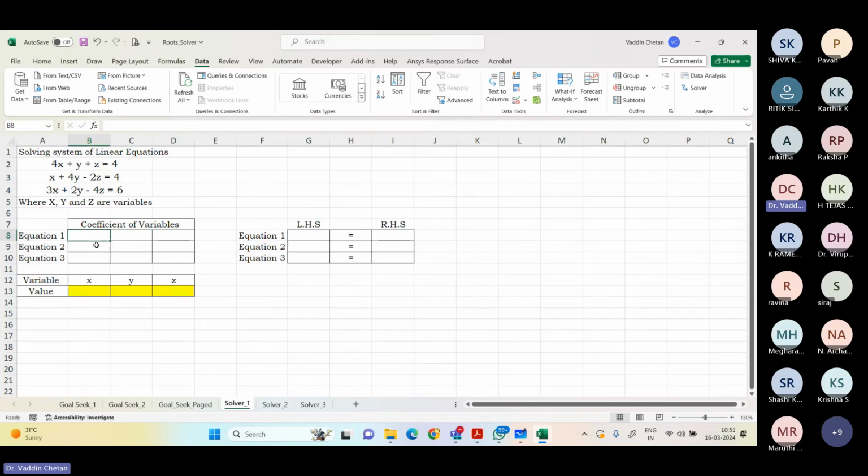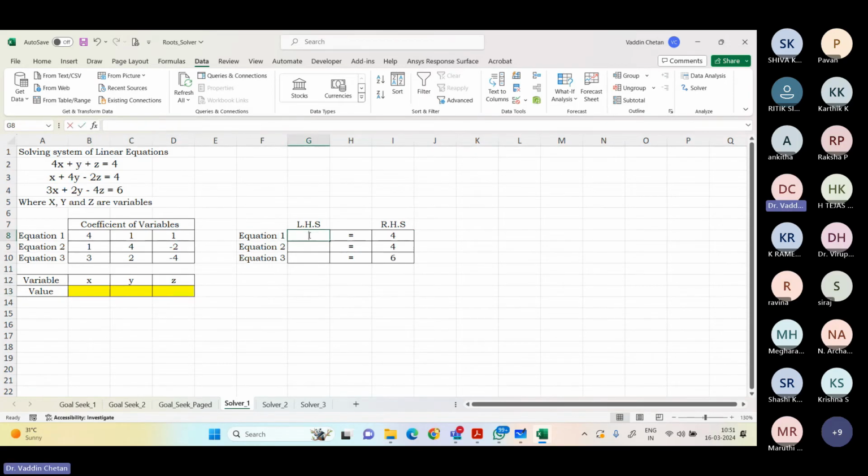The coefficients of equation 1 are 4, 1, 1. The coefficients of equation 2 are 1, 4, minus 2. And the coefficients of equation 3 are 3, 2, minus 4. Right? And RHS is 4, 4, 6. And now I will take the variables x, y, z.